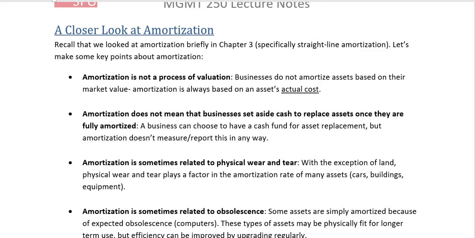Amortization is sometimes related to physical wear and tear. As I mentioned the truck earlier, with the exception of land, physical wear and tear plays a factor in the amortization rate of many assets, cars, buildings, and equipment.